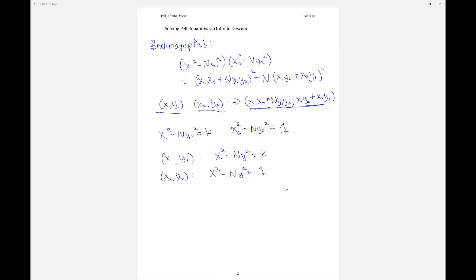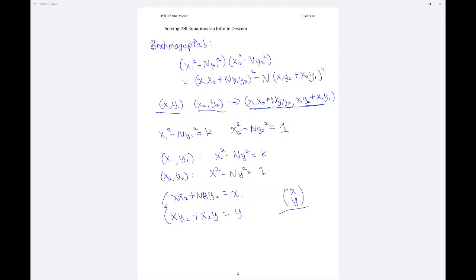So now we can actually apply Brahmagupta's in reverse, by which I mean, let's find an x, y such that x times x2 plus n y times y2 equals x1, and x times y2 plus x2 times y equals y1. As you solve for a solution x, y to this system of linear equations, if we have an integer solution, then this x, y should satisfy our general Pell equation, x squared minus n y squared equals k.